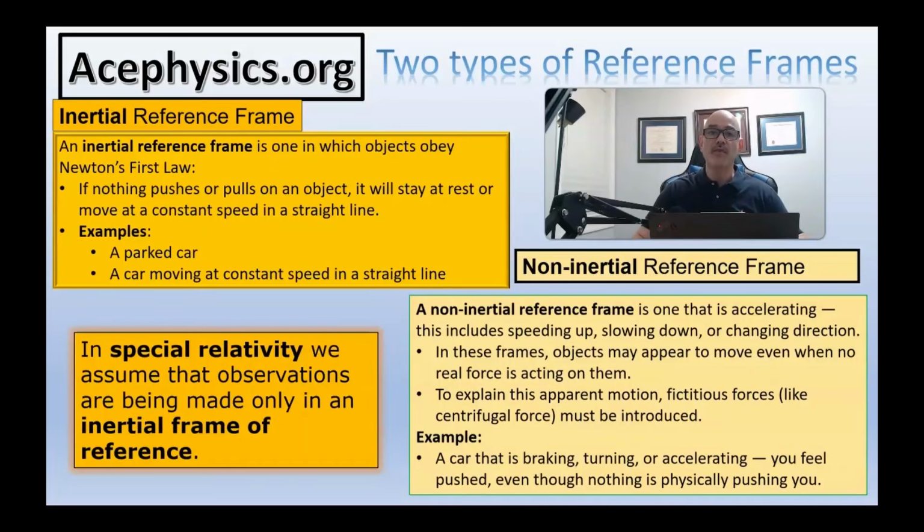A non-inertial reference frame is different. It's accelerating: speeding up, slowing down, or changing direction. In these frames, objects can seem to move even without a real force acting on them. So we have to introduce fictitious forces like the centrifugal force. For instance, in a braking or turning car, you might feel pushed forward or sideways, even though nothing is physically pushing you. That's the effect of being in a non-inertial reference frame.